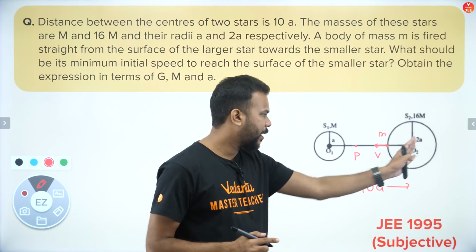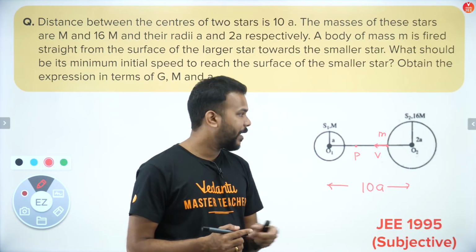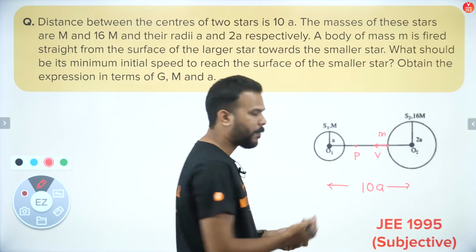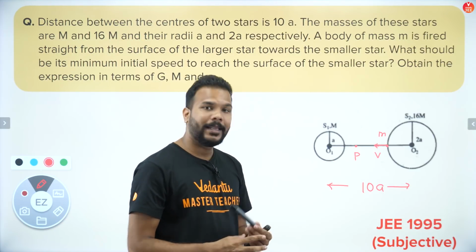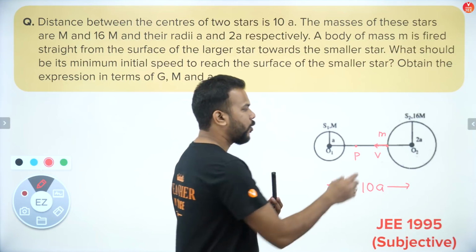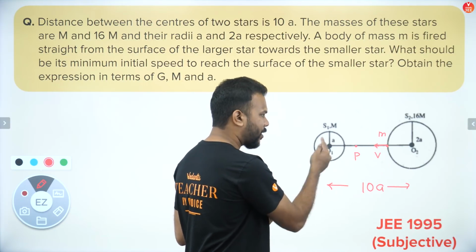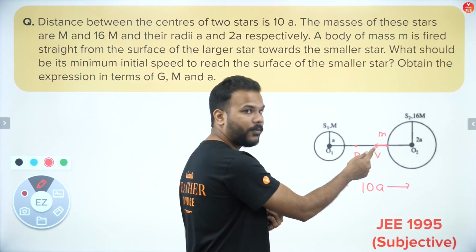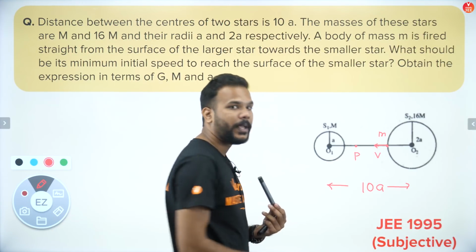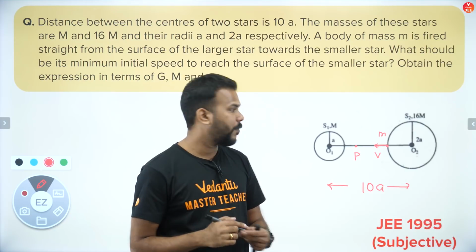Beyond point P to the right side, the gravitational field of star S2 is stronger. And when you cross that point P towards star S1, then the gravitational field of star S1 starts coming into the picture. Means what? To make this body reach this star, you don't have to send it to this surface, you just have to send it to this point P where the net gravitational field because of both the stars is 0.